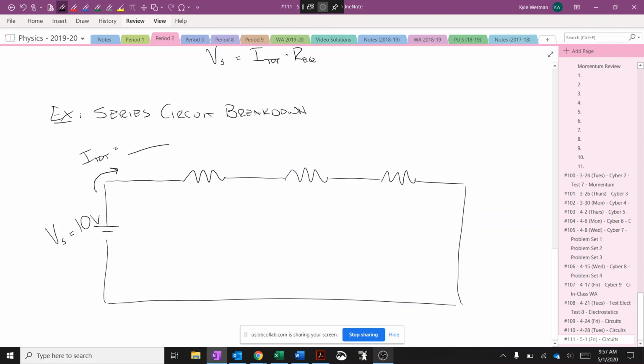We do know all 3 resistor values. R1 is equal to 2 ohms. R2 is equal to 5 ohms. And R3 is equal to 13 ohms. So again, those are resistance values.